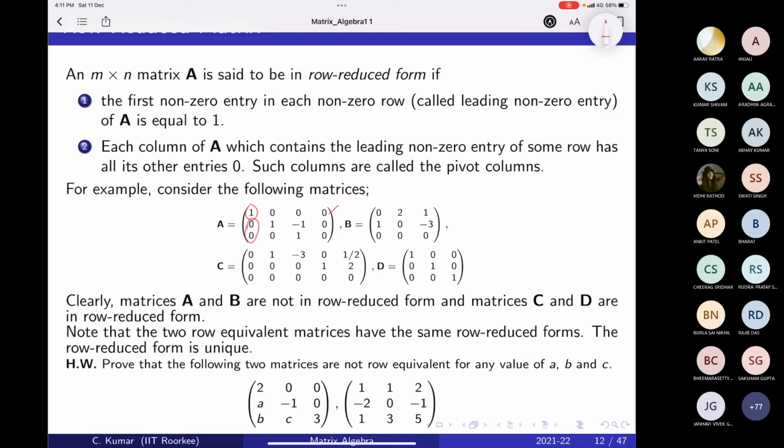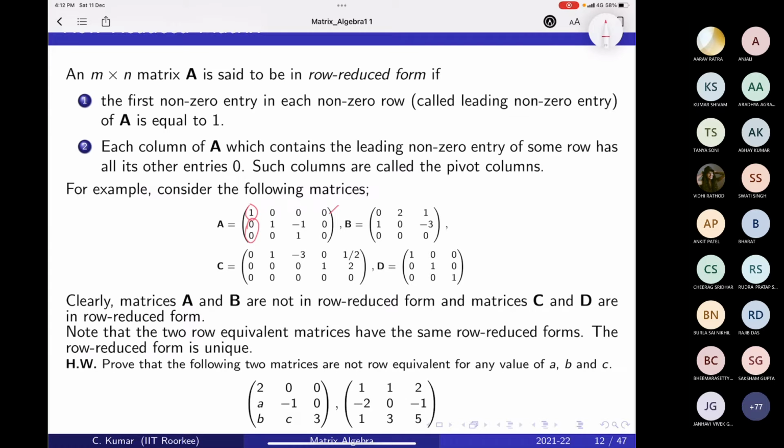Yes, sir, but in part D, if I just exchange row 1 and row 2, then it will still satisfy the first and second criteria, but I don't think it is then unique because I have got 2 row reduced forms. Then it is fine. That is also fine. So that condition is not needed.